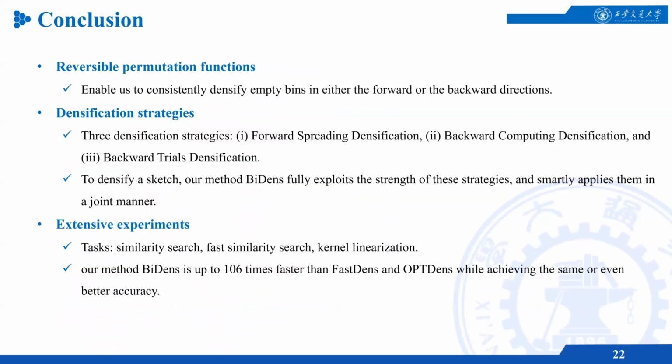In conclusion, in this paper, we first design reversible computation functions, which enable us to consistently densify empty bins in either the forward or the backward directions. Second, we propose three densification strategies: forward spreading densification, backward computing densification, and backward trace densification. To densify a sketch, our method fully exploits the strengths of these strategies and smartly applies them in a joint manner. Finally, we extend our method to tasks including similarity estimation, fast similarity search, and kernel linearization.